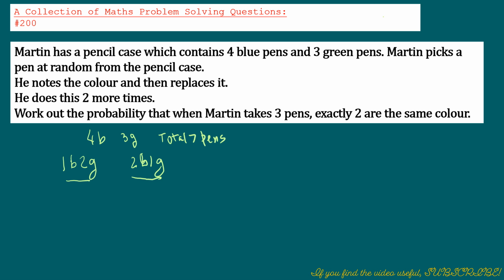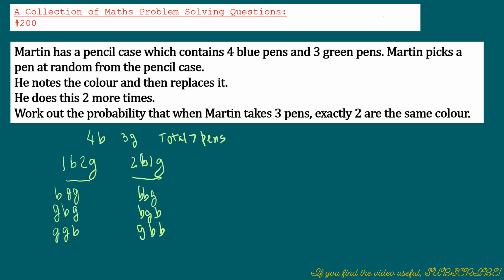and then we have to add them. So if he has 1 blue and 2 green pens, again there are ways in which he can pick the pens. He can pick the blue first and then the 2 greens, or he can pick 1 green, blue, and then another green, or he can pick 2 greens and then a blue. So there are 3 ways to do it. And here it is the same: you can have blue, blue, green in 3 different orders.